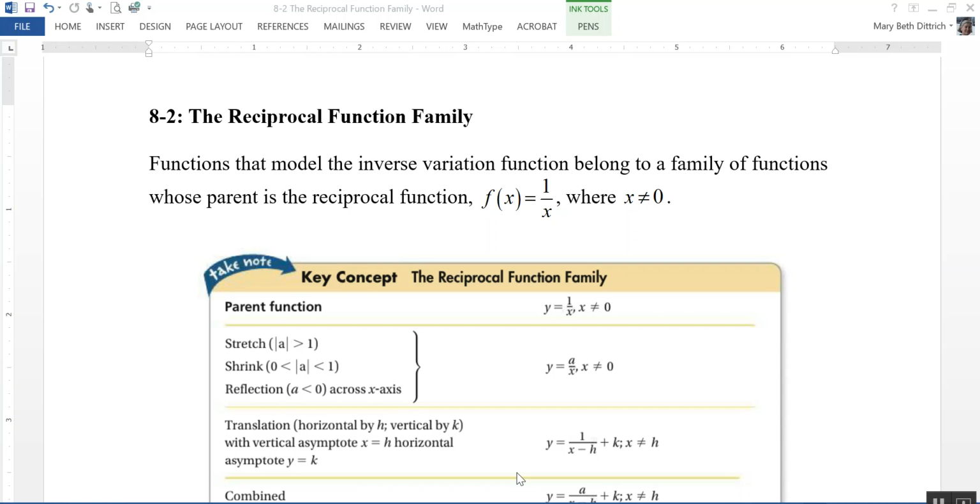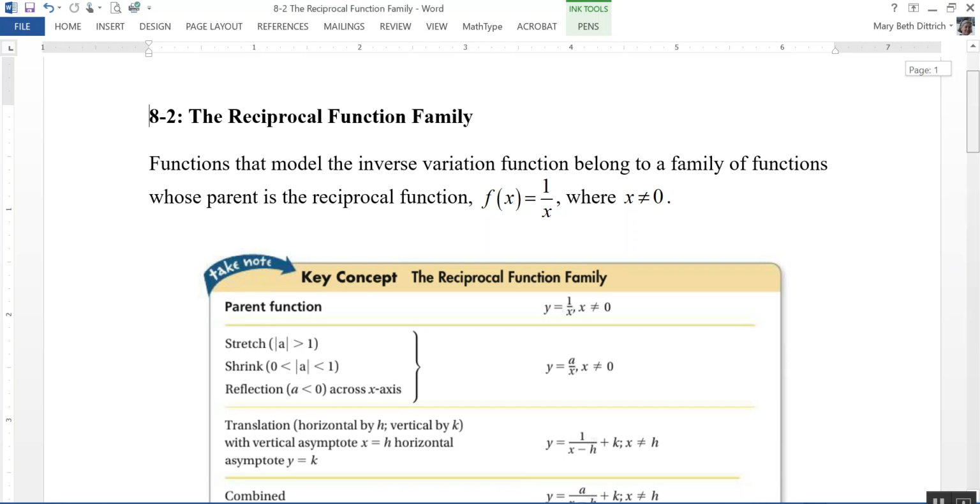Section 8.2 is on the reciprocal function family. Functions that model the inverse variation function belong to a family of functions whose parent is the reciprocal function, which is f of x equals 1 over x, where x is not equal to 0.